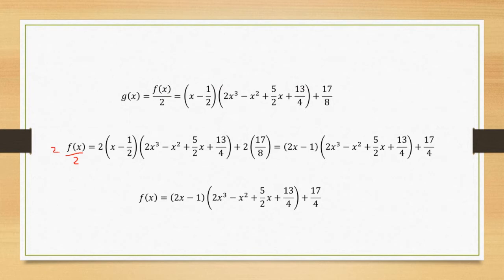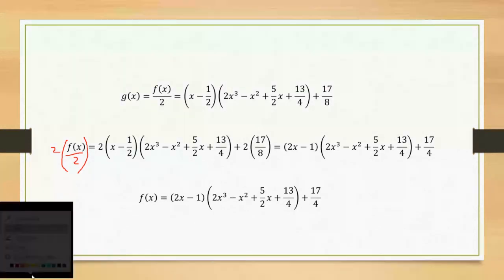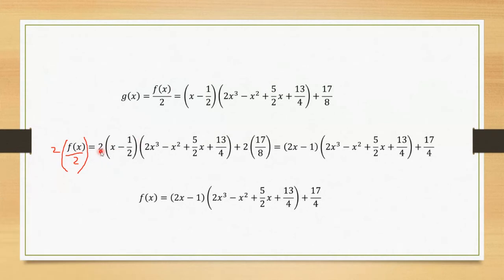You have 2 times this. The 2's here are going to cancel, but I also multiply by 2 on the right side here. And I am distributing. Basically, I get 2 times the first product plus 2 times the second term, which is the remainder. And from here to here, the 2 I'm distributing, I get 2x minus 1.